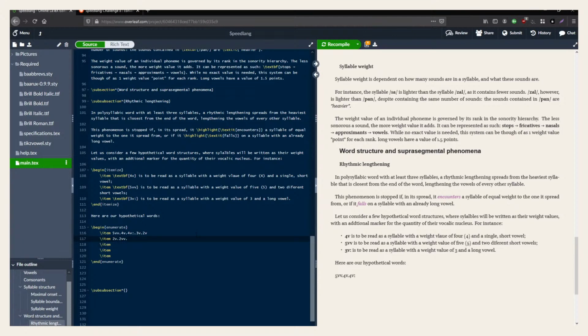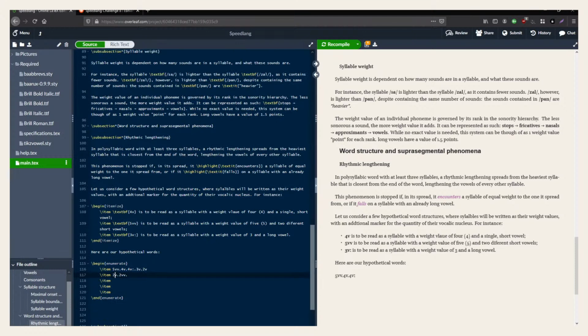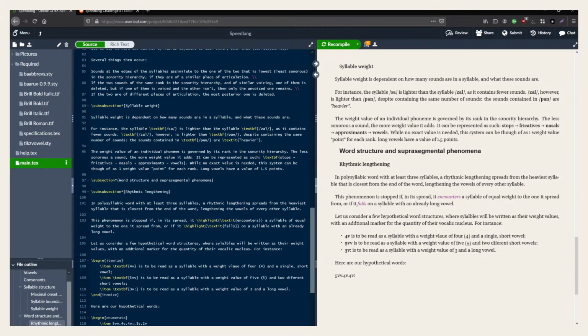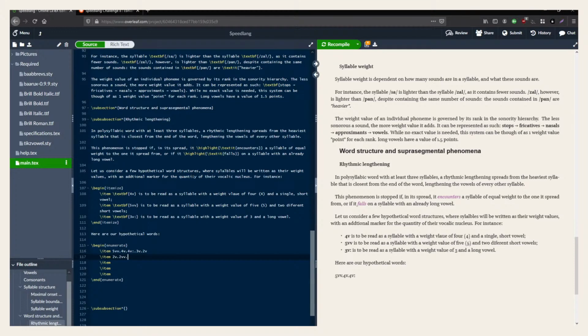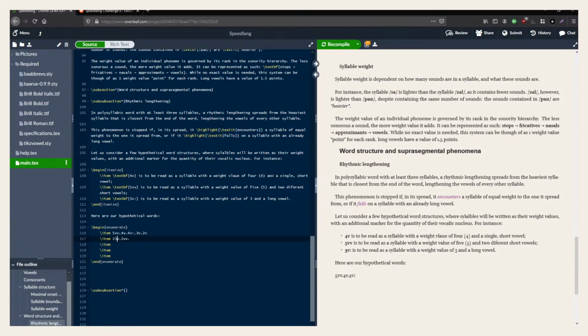Oh, actually, 2V is not possible, is it? Yeah, 2V is not possible because if we count 1 for vowel, it at least has a vowel, and then it has something that is not a vowel, therefore it is worth at least 2. So 2V is not possible. So let's go with that. 2VV just means it has 2 vowels. That's perfectly fine. And just 2 vowels.